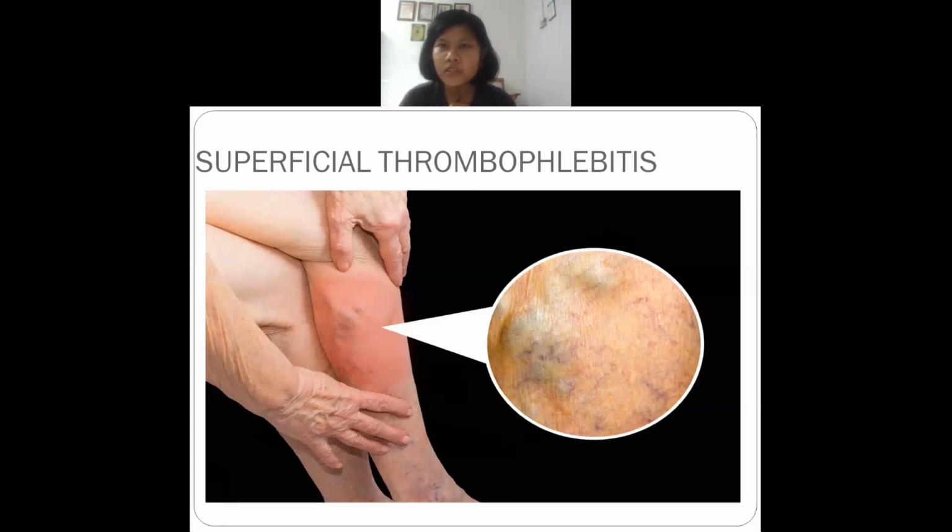And superficial veins, they are located where? They are located near the surface of your skin. Understand? Near the surface of the skin. And the deep veins, they are located where? They are located deep, which is within your muscle. It is located inside there. Now we will look at superficial thrombophlebitis.